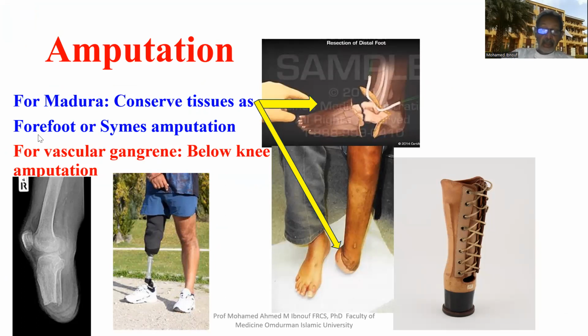But if we compare this to vascular gangrene in diabetics, usually there are no muscles to cover the area of the heel. We go for below knee amputation, and one can use an artificial limb. This is a below knee amputation. And to have the calf muscles cover the cut edge of the bone, and a longer skin flap also to cover the muscles at the stump of the amputation.